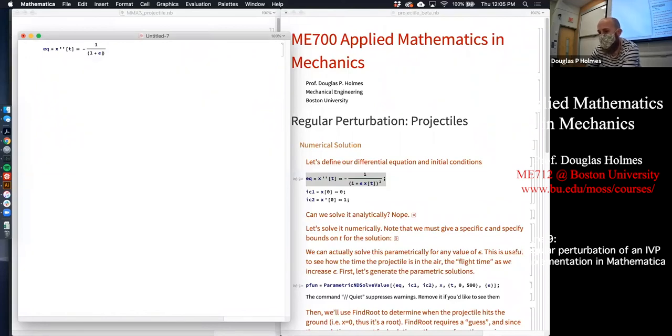What are we missing? To multiply epsilon by x, you can use a space, multiply by x. But remember, x is a function of time. Function is the square brackets. So whenever x appears in your equation, whether it's x, x prime, x double prime, you always have to tell it that you're referring to x of t.